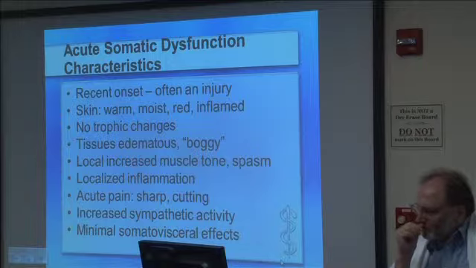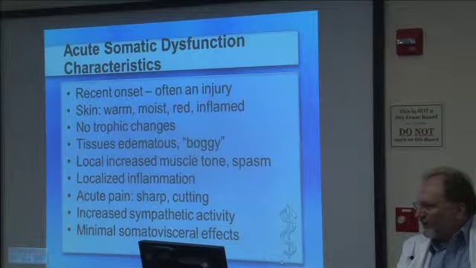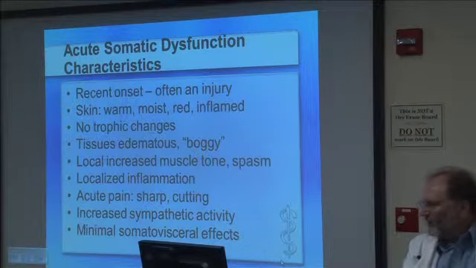All right, so acute somatic dysfunctions. Onset is most often related to injury, warm, moist. You've all had a sprained ankle or something like that. It flares up, gets kind of puffy. No trophic change, more of a boggy feel, increased sensitivity, spasming, local inflammation, sharp, kind of cutting type pain. Again, increased sympathetic response, minimal vasovagal.